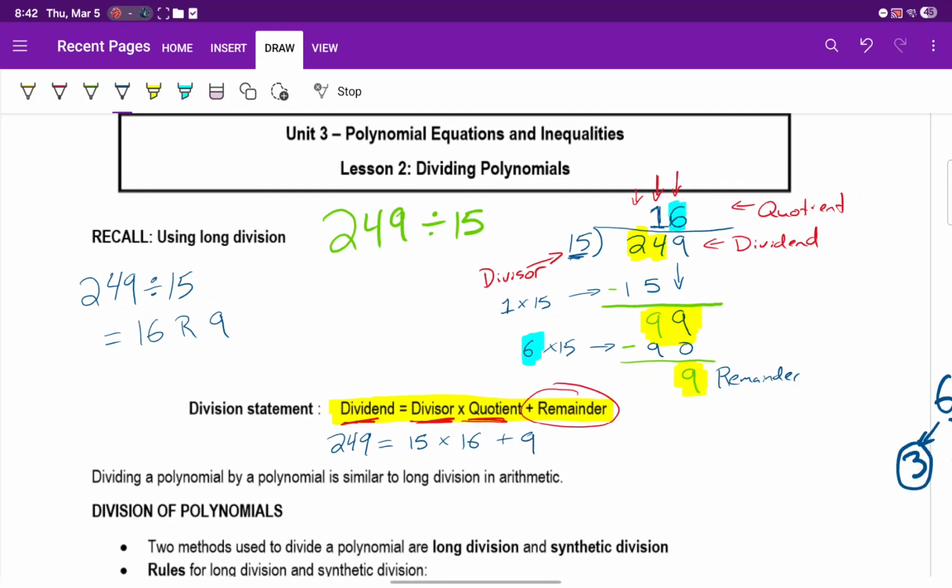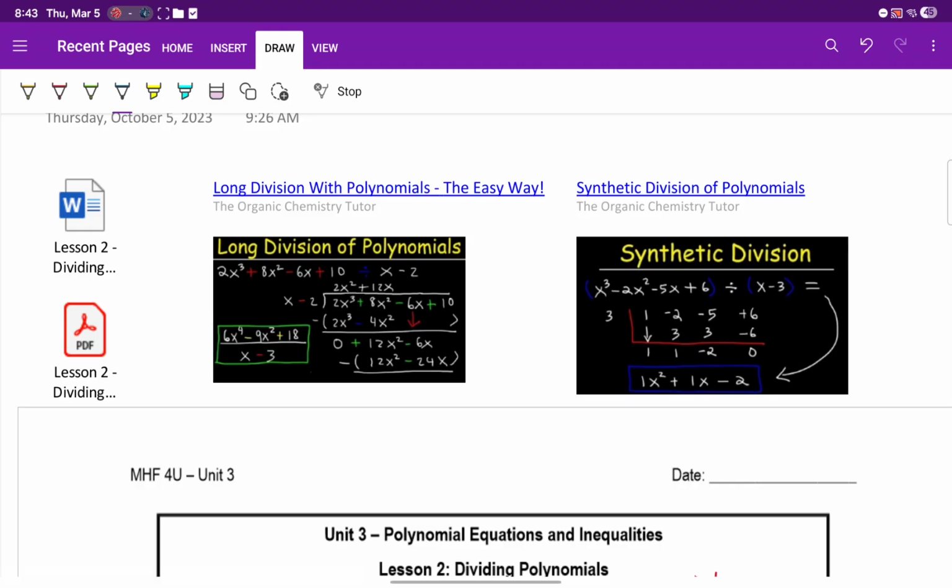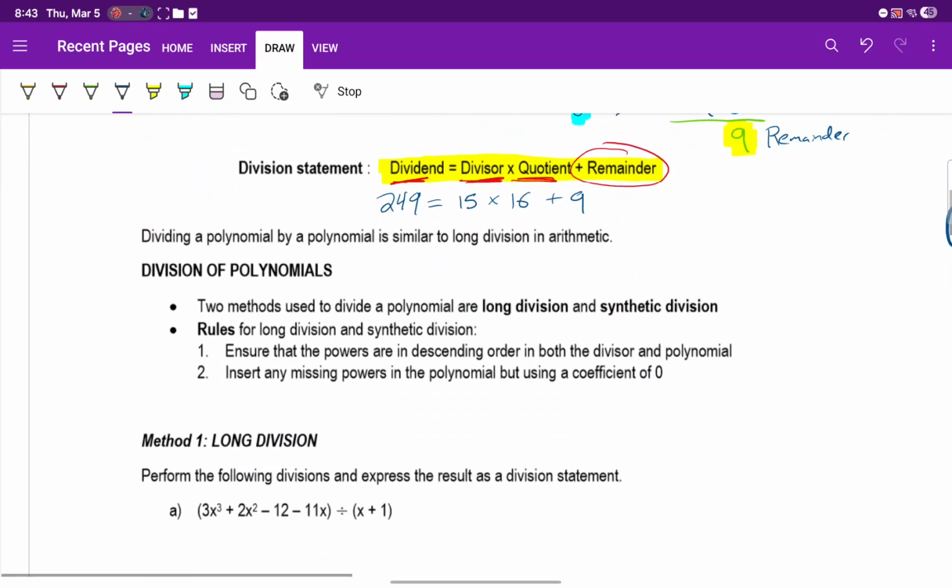So this process of long division is going to be the foundation of one of the things we're going to do today. I've included long division and synthetic division videos up at the top there for you if you do want to check those out as well.